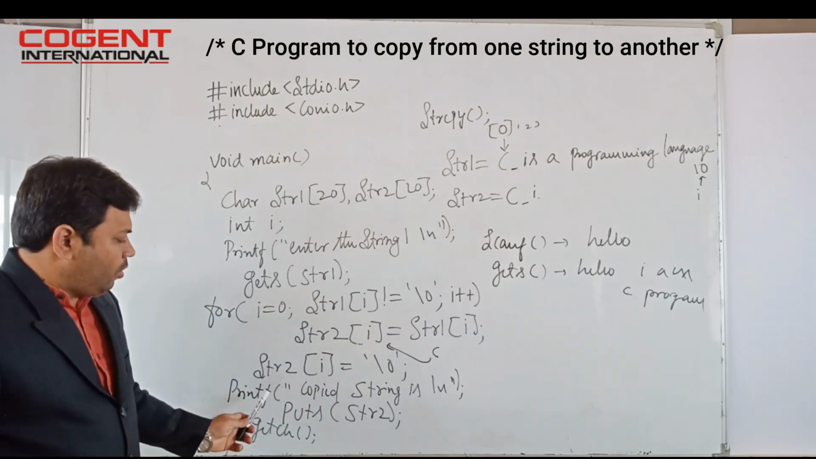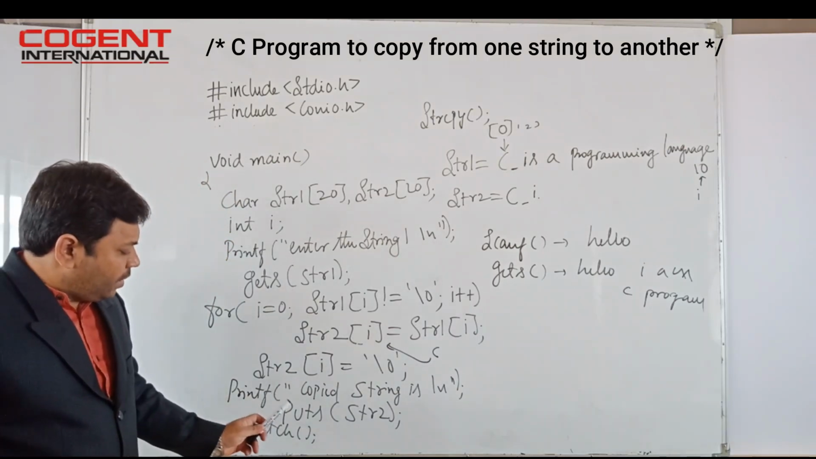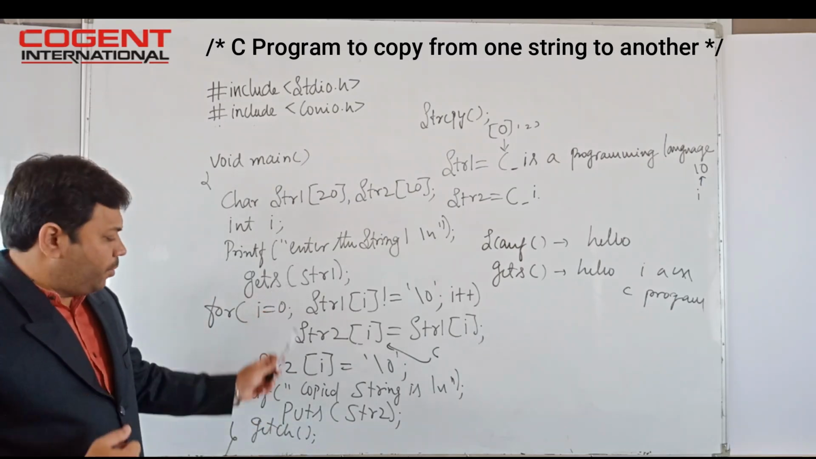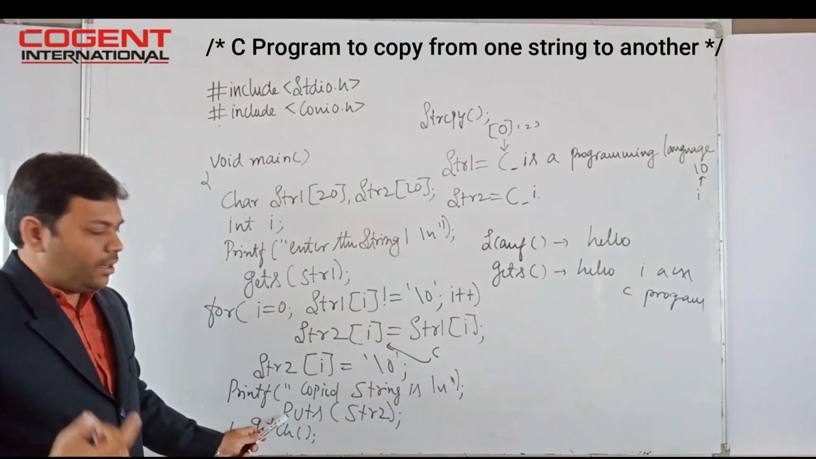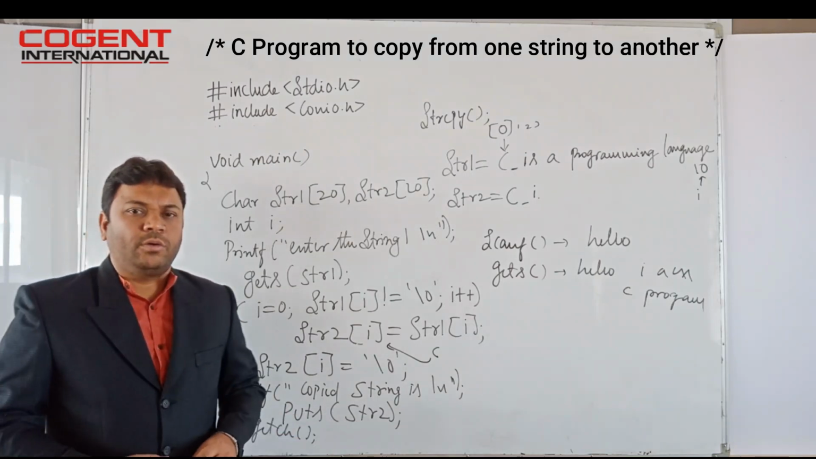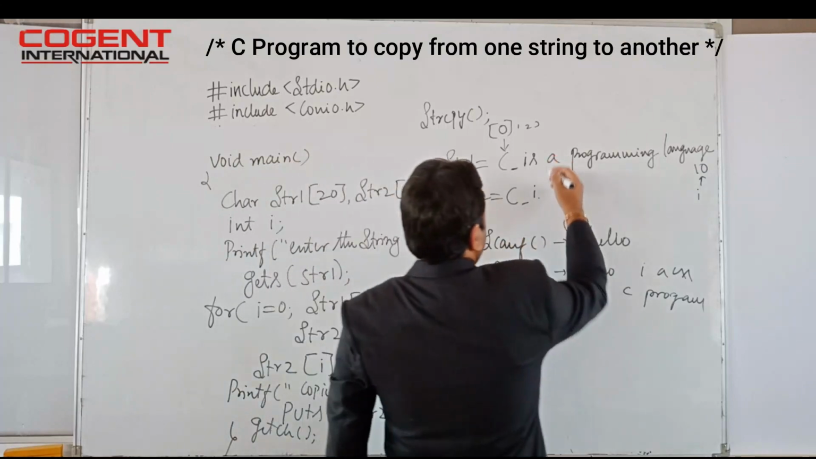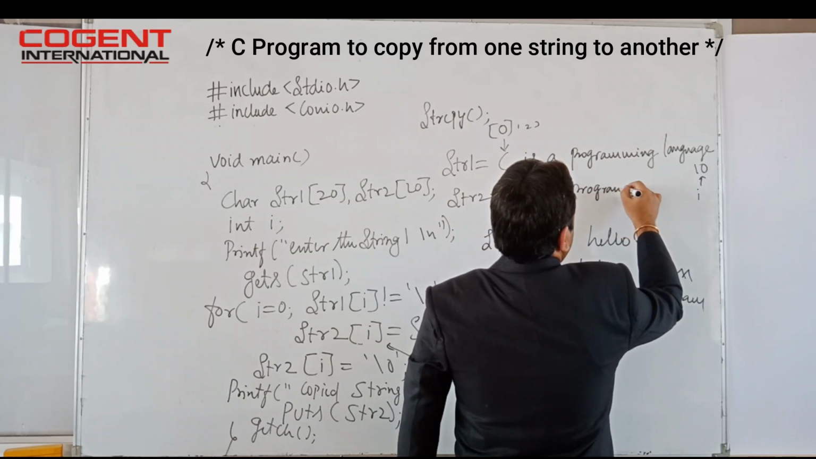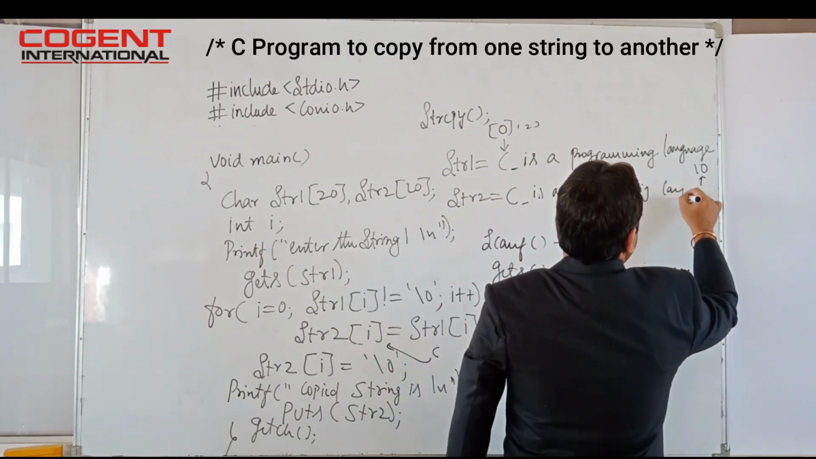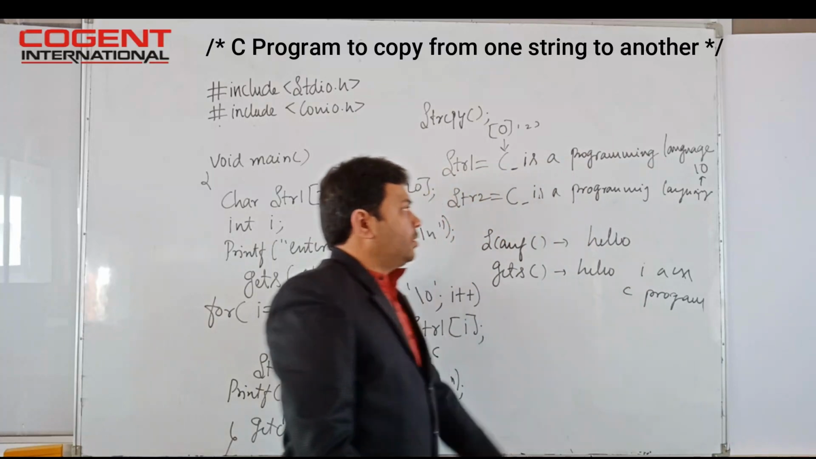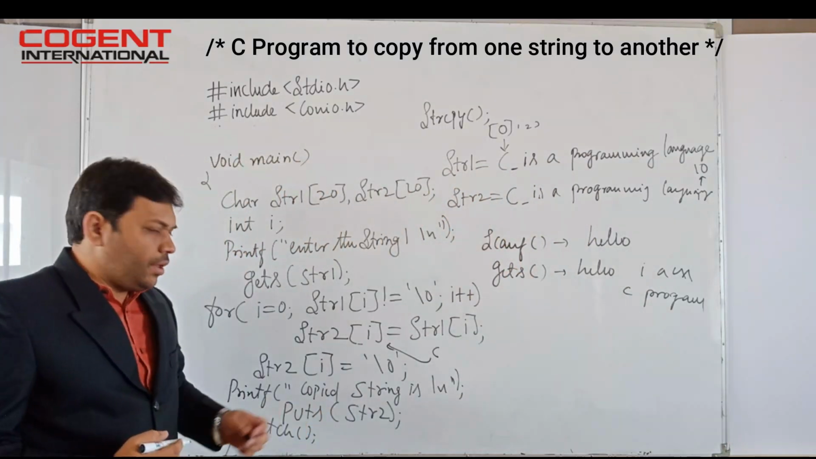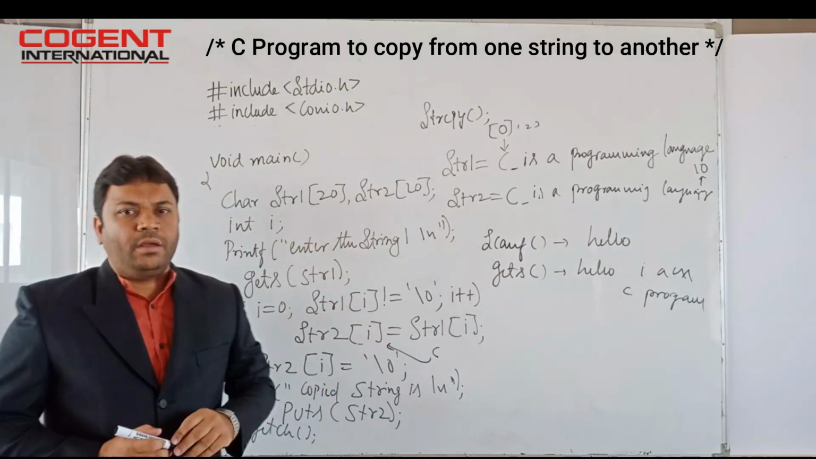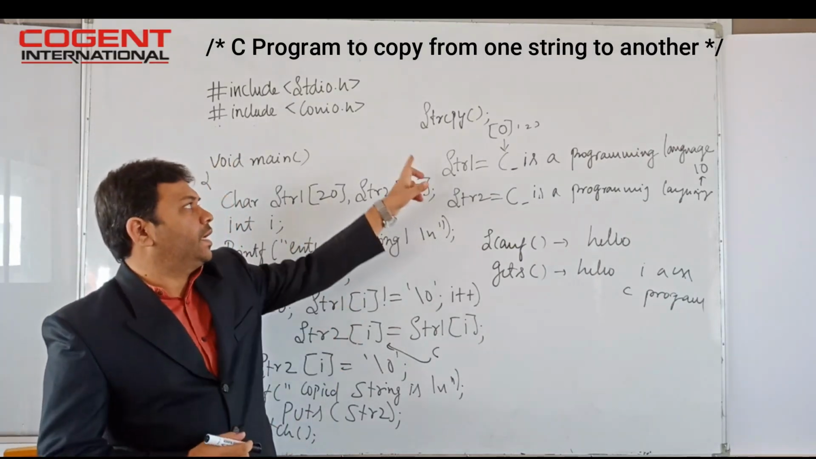Next I am going to print string 2 using the function called puts. So gets is used to read, puts is used to print. So puts(str2), I am going to display string 2 as the same as string 1: C is a programming language. So this will be printed onto the screen. Okay, so this is string copy without using the built-in function strcpy.